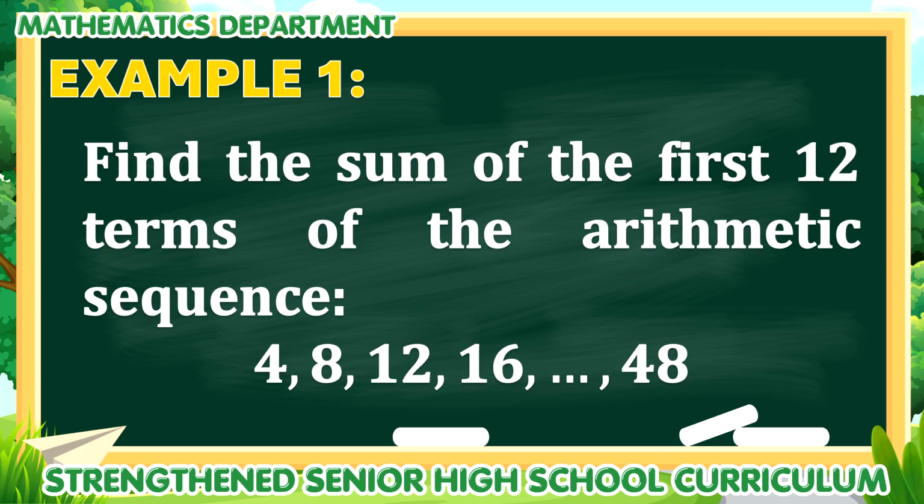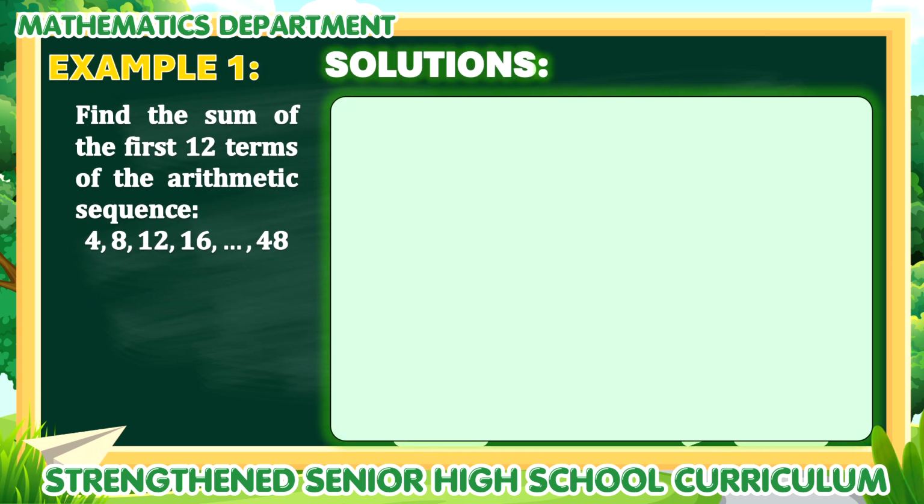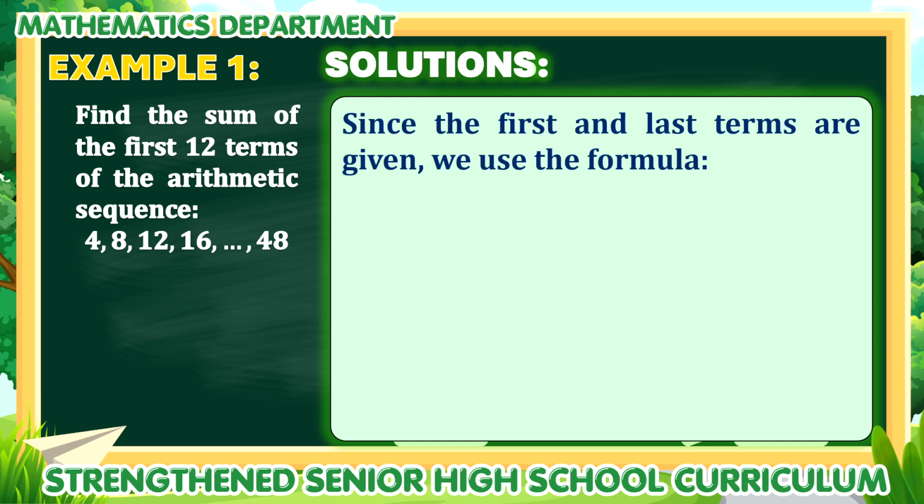Now let's try to use the two formulas in solving this one. Find the sum of the first 12 terms of the arithmetic sequence 4, 8, 12, 16 up to 48. Obviously in this problem, we are given our first term, which is 4, and our last term, which is 48. Since we are given the first and last term, we can use our first formula, S sub n is equal to n over 2 times (a sub 1 plus a sub n).